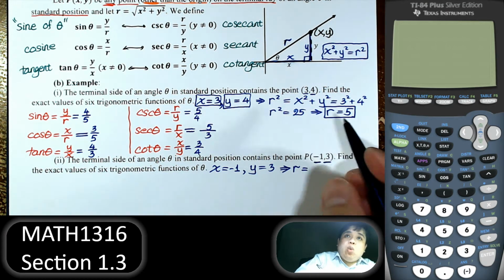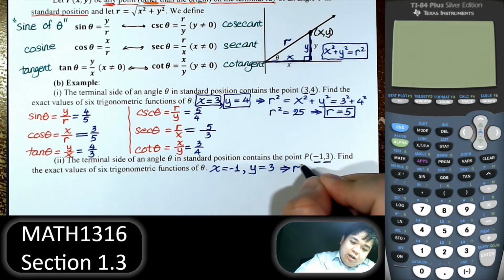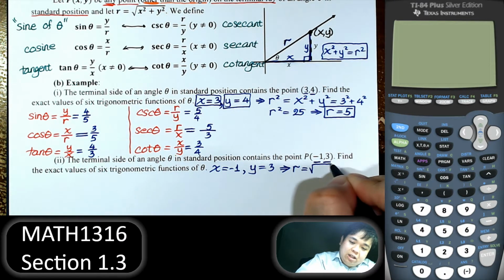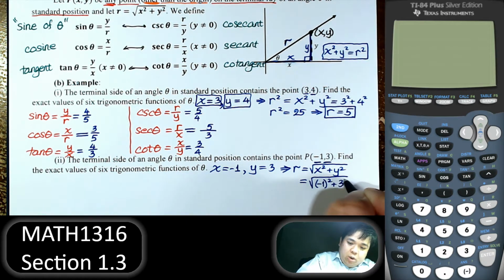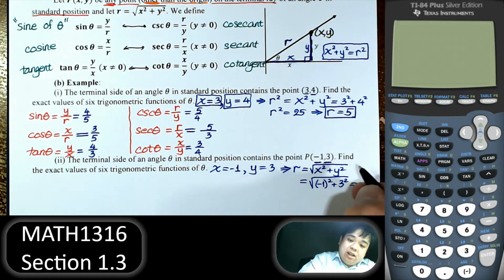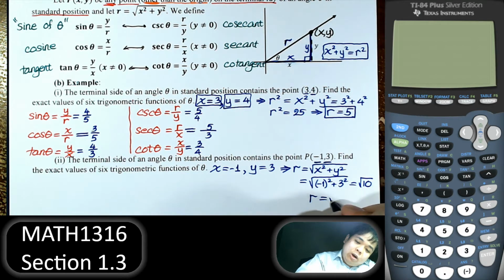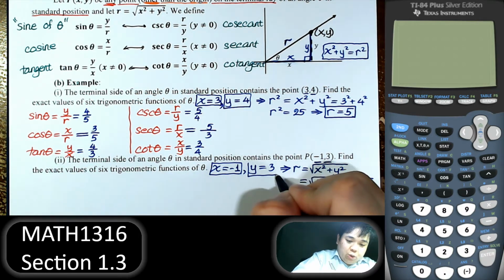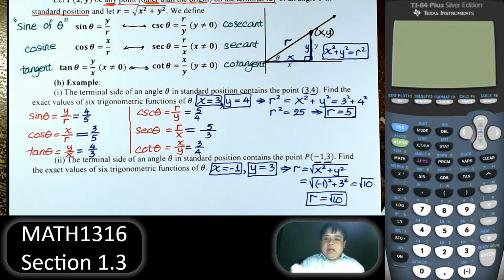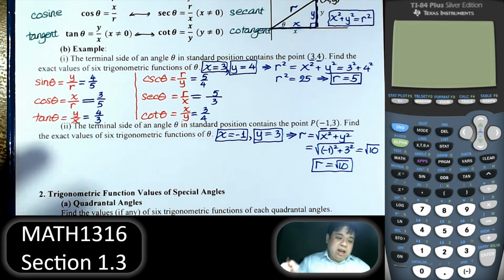which is r squared equals x squared plus y squared. Or we can say r is the square root of x squared plus y squared. The square root of (-1) squared plus 3 squared. 1 and 9, that's 10, square root of 10. So r is square root of 10. x is -1 and y is equal to 3. Put everything in the definition. I just write the definition out.